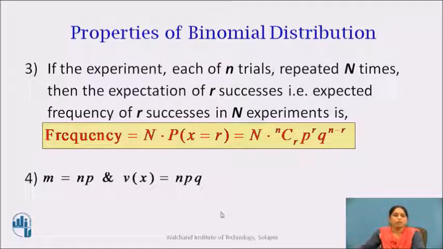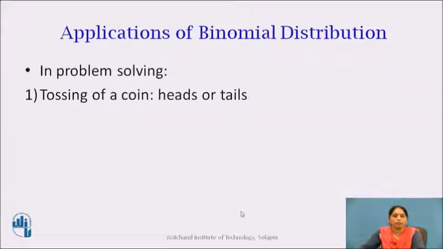The fourth property of the binomial distribution: we know that the mean is equal to np, and variance is equal to npq. Also we know that the value of q lies between 0 and 1. We obtain the variance by multiplying the mean by q, and this value of q is less than 1. That's why the variance will always be less than the mean.